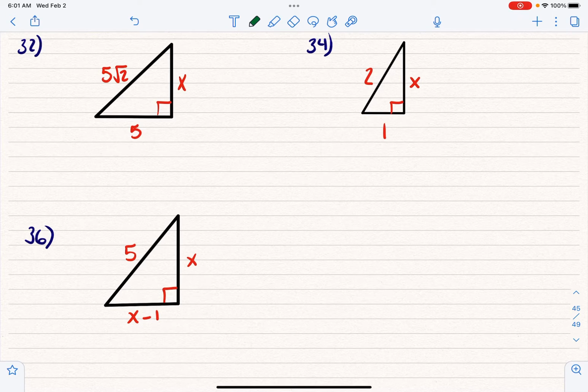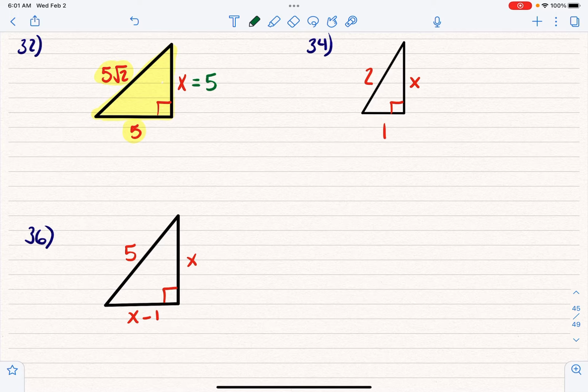All right, so let's move on. Let's see here. Number 32. I'm not sure if anybody recognized it, but because you have a 5 here and the hypotenuse is 5 times the square root of 2, that makes this a 45, 45, 90. And so therefore, without even doing any work, I know that this is 5.